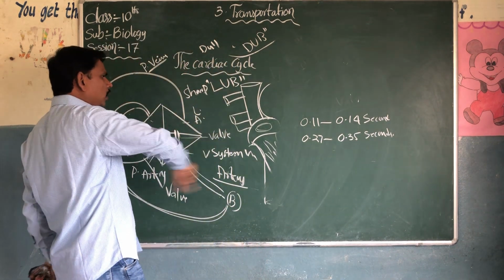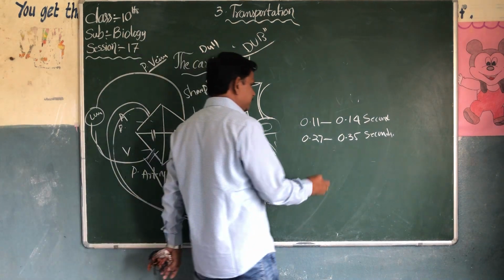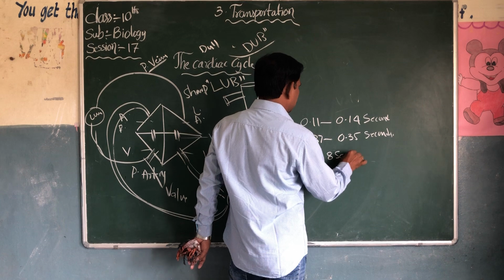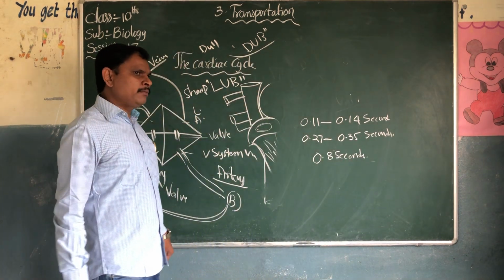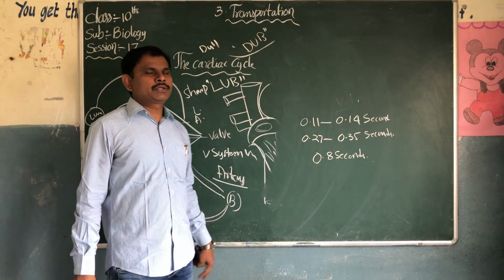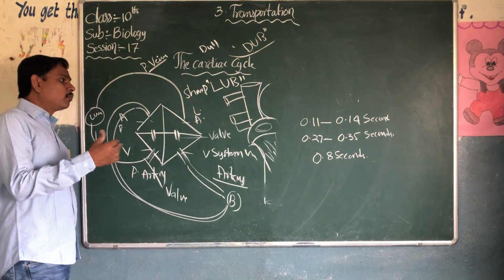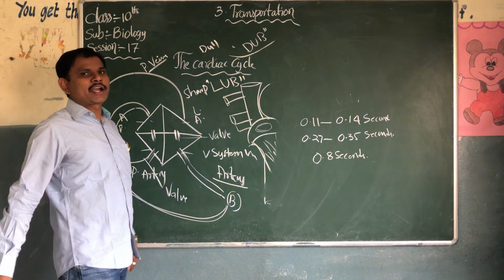Approximately, for this whole process, atrial and ventricular contraction and relaxation need 0.8 second. The time needed for atrial contraction is 0.11 to 0.14 second. Why is more time required for the ventricle contraction?